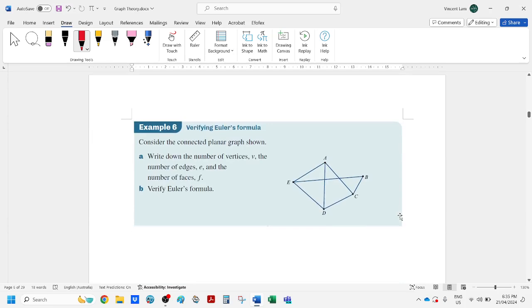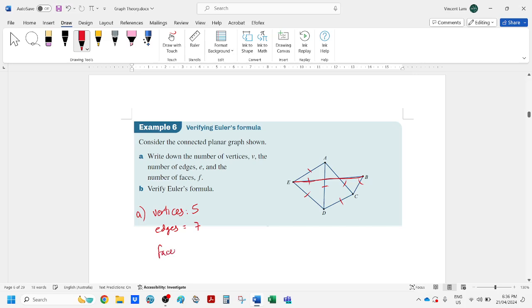Now, this one's a little bit trickier. Vertices first. Let's go with that. So for A, vertices, what do we have? 1, 2, 3, 4, 5. 5 vertices. Edges: 1, 2, 3, 4, 5, 6, 7. So just double checking, E all the way to B counts as 1, so there should be 7 edges here.